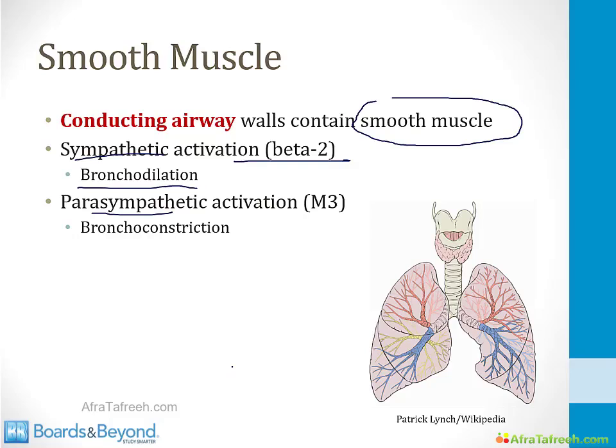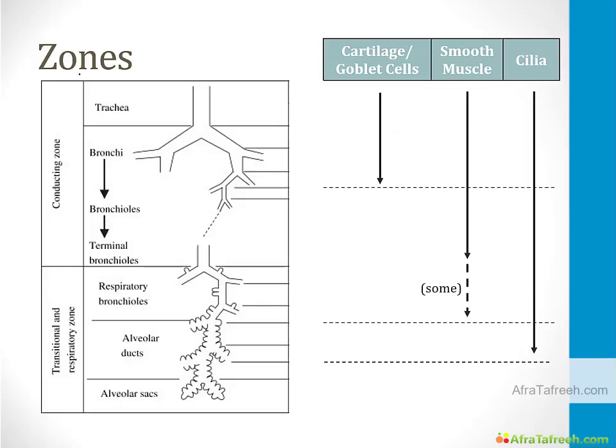Conversely, the parasympathetic system can constrict the bronchioles. This is called bronchoconstriction through M3 receptors, and this is what happens in the rest or digest phase of the parasympathetic system. Here's a picture that you can find in any pulmonary physiology textbook.